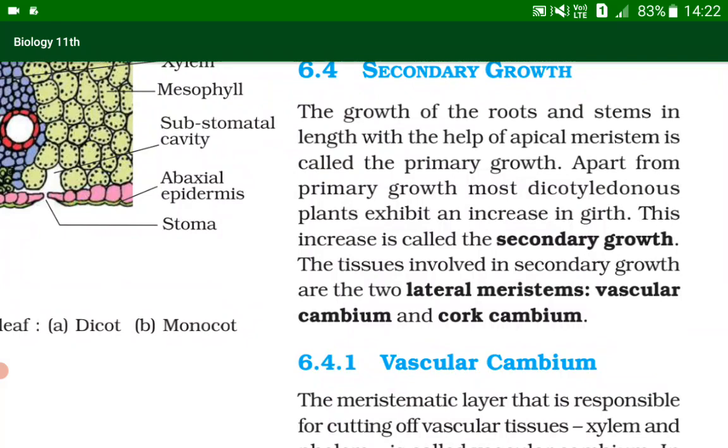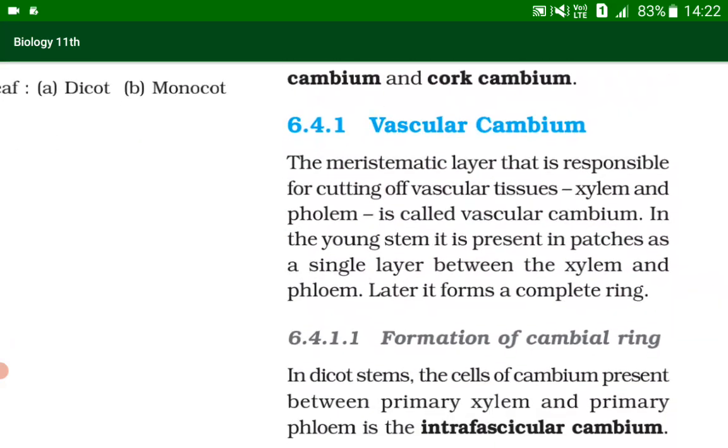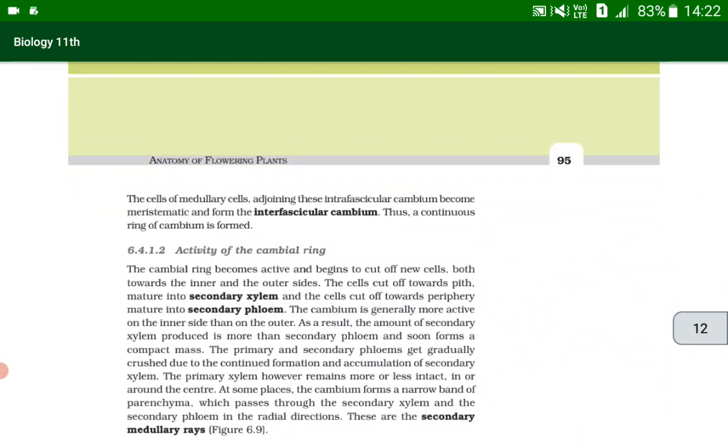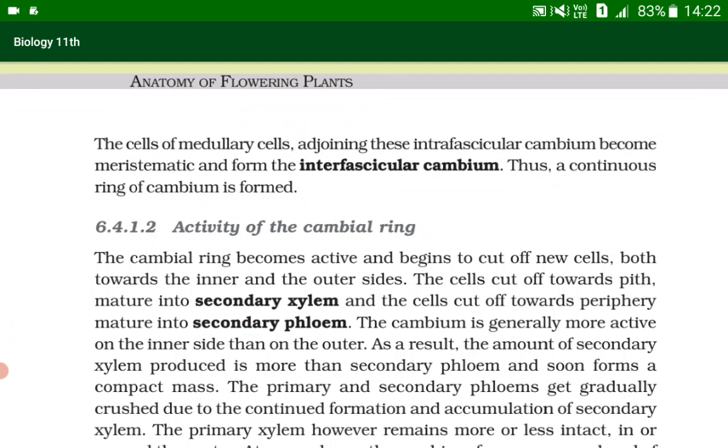6.4.1 Vascular cambium. The meristematic layer that is responsible for cutting off vascular tissues, xylem and phloem, is called vascular cambium. In the young stem, it is present in patches as a single layer between the xylem and the phloem. Later, it forms a complete ring. 6.4.1.1 Formation of cambial ring. In dicot stems, the cells of the cambium present between the primary xylem and primary phloem is the intrafascicular cambium. The cells of the medullary rays adjoining these intrafascicular cambium become meristematic and form the interfascicular cambium. Thus, a continuous ring of cambium is formed.